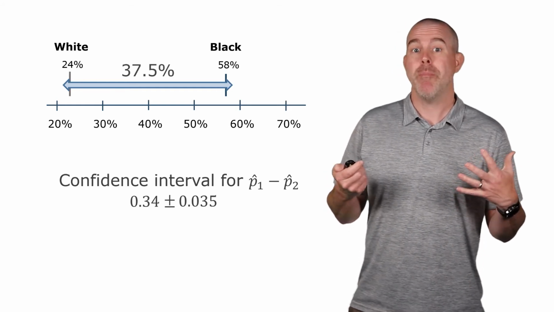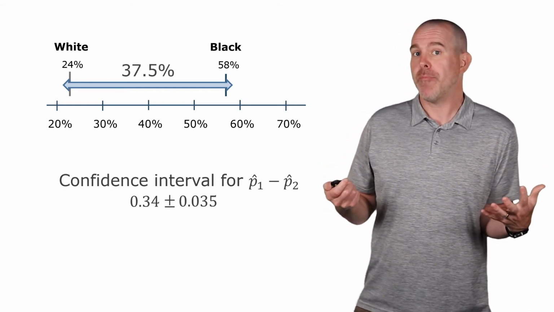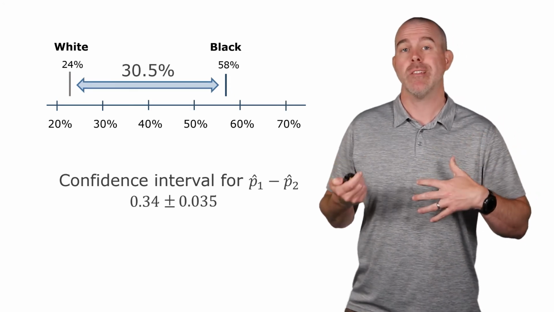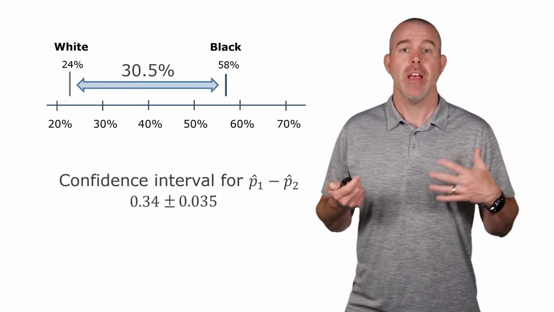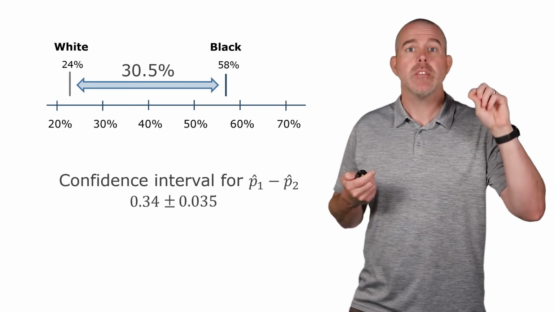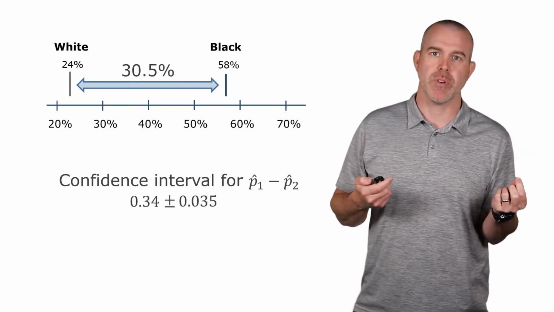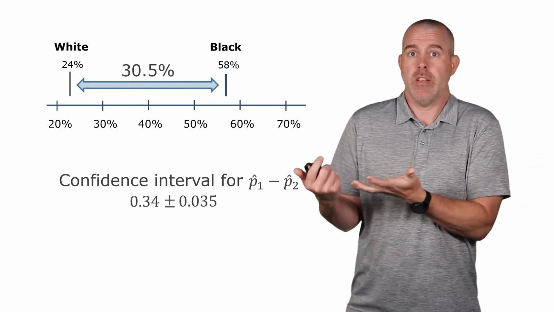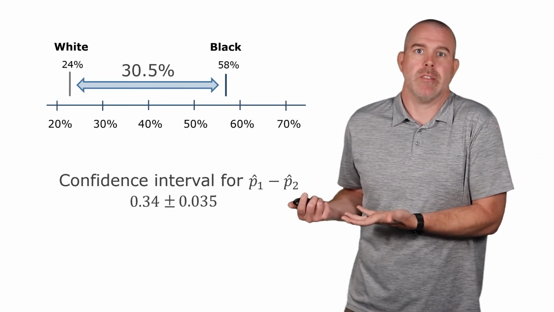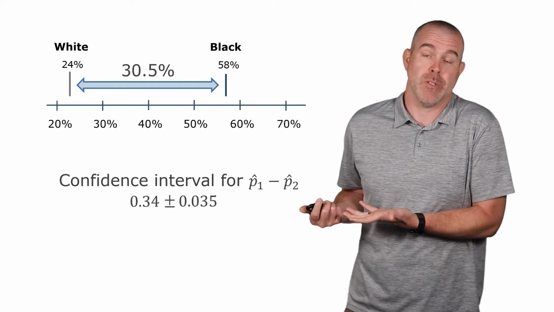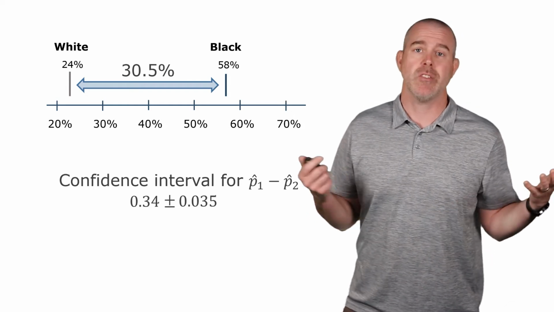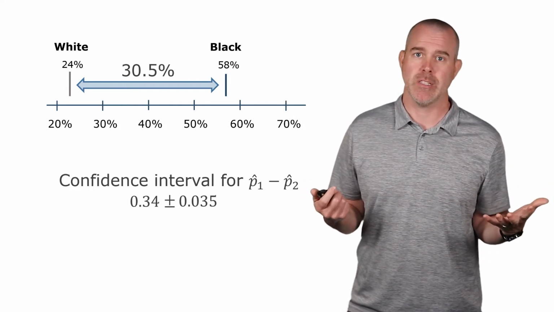But we think it could be as high as 37.5% difference, or maybe it could be as low as 30.5%. That's that 34 plus 3.5% or 34 minus 3.5%. Either way, even in this, the minimum we think it could be is a 30% difference between the discipline rates. So that's what I'm saying. There's a clear statistical difference between the discipline rates.